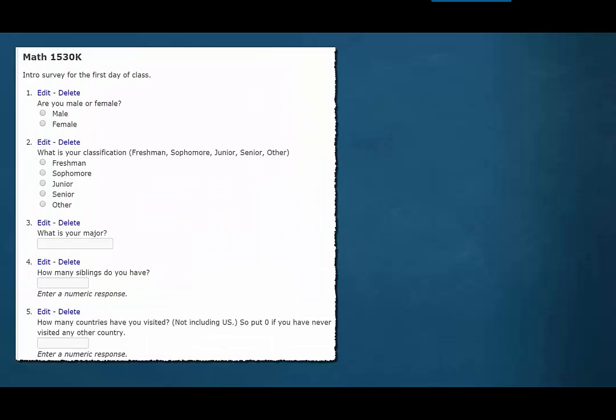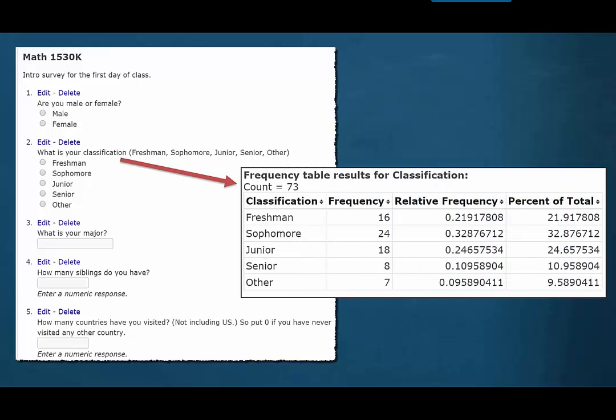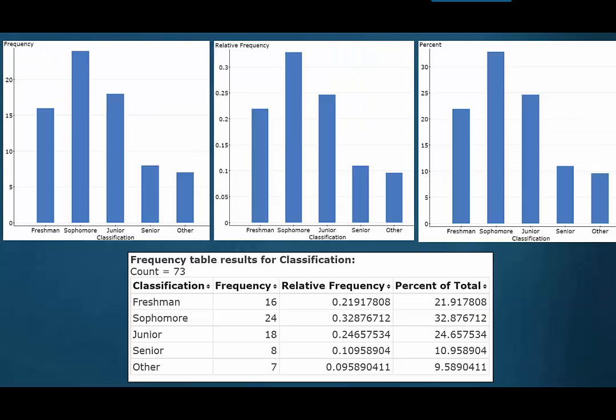Let's look at another variable, student classification. As usual, it is often easier to detect patterns if we create a visual display of the data, particularly when we have several categories. Here we have three bar graphs. The first graph is a frequency bar graph. The second is a relative frequency bar graph, and the third is just a percent bar graph. Again, the vertical scale is the only difference.